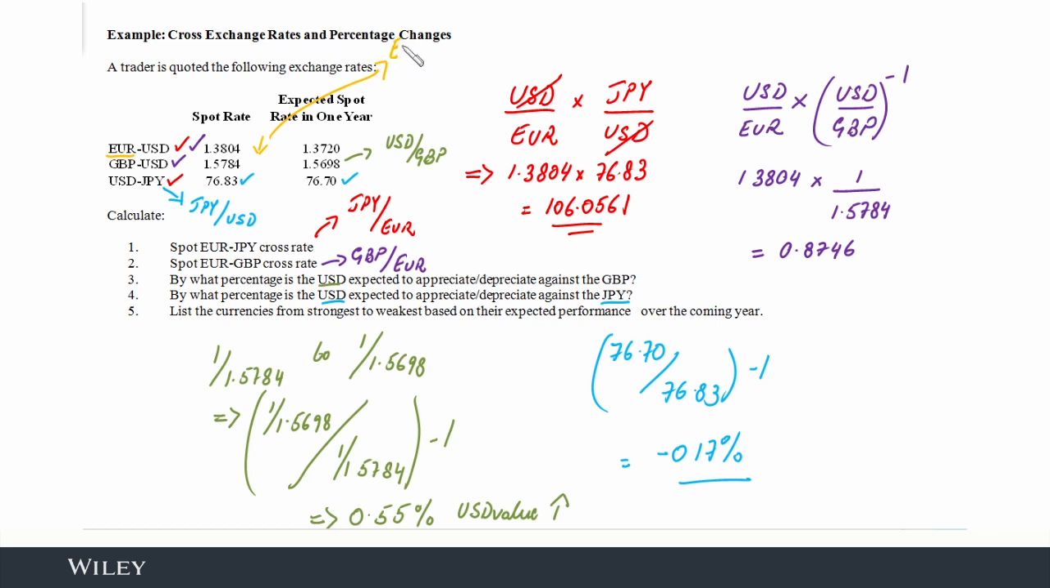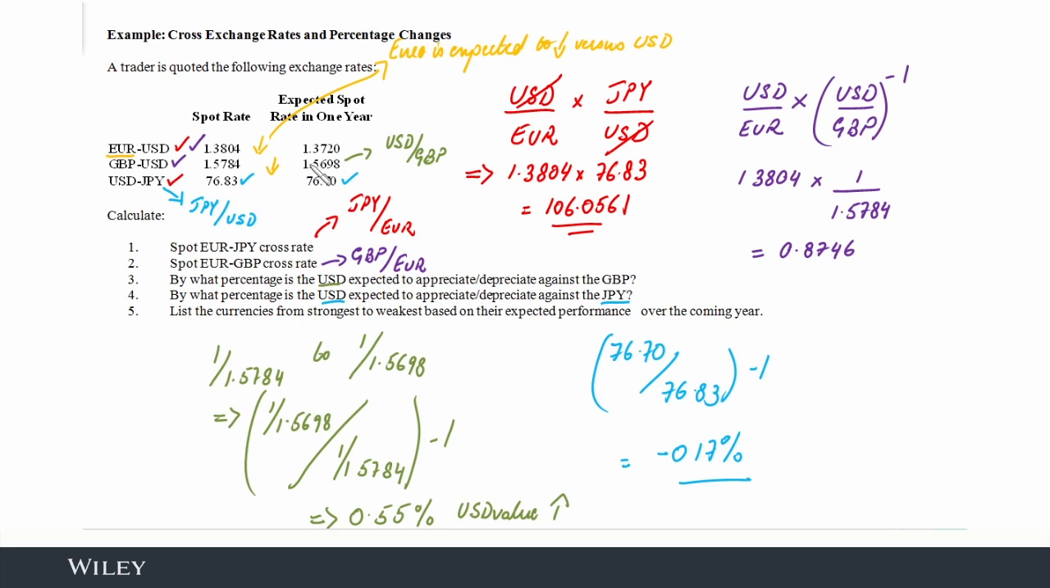So we know that the euro is expected to fall versus the US dollar. Now looking at the pound dollar exchange rate, the pound dollar exchange rate is also expected to decline. It's falling from 1.5784 to 1.5698.